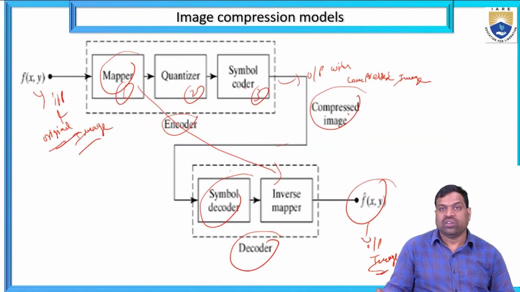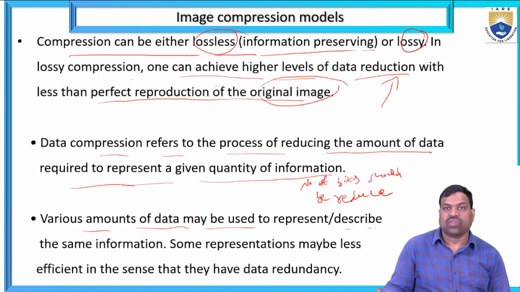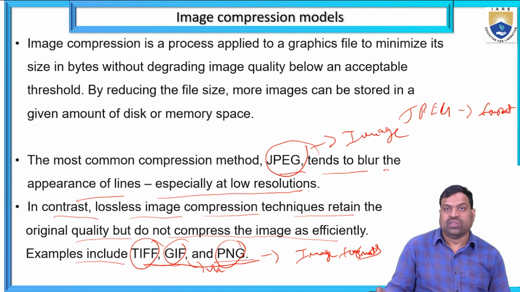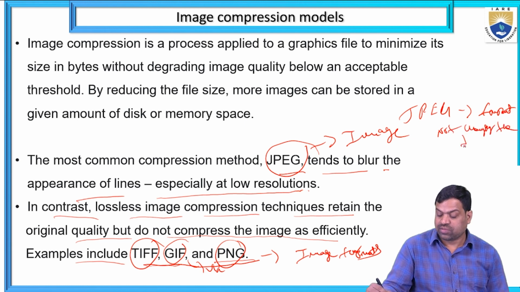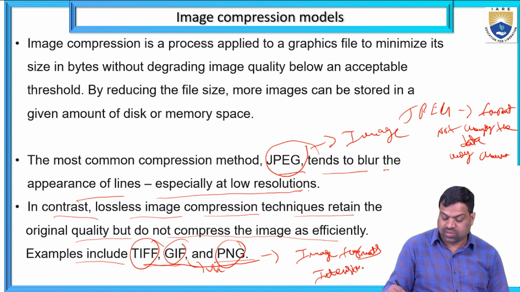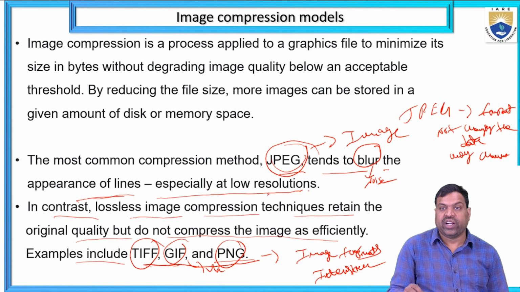In the image compression model, the compression process is applied to a graphics file to minimize its size in bits without degrading the image quality below an acceptable threshold. The most common compression methods are JPEG, which leads to blurring of the image. When I go to the blurring of the image, this is called noise. It affects the appearance of the lines, especially at low resolutions.